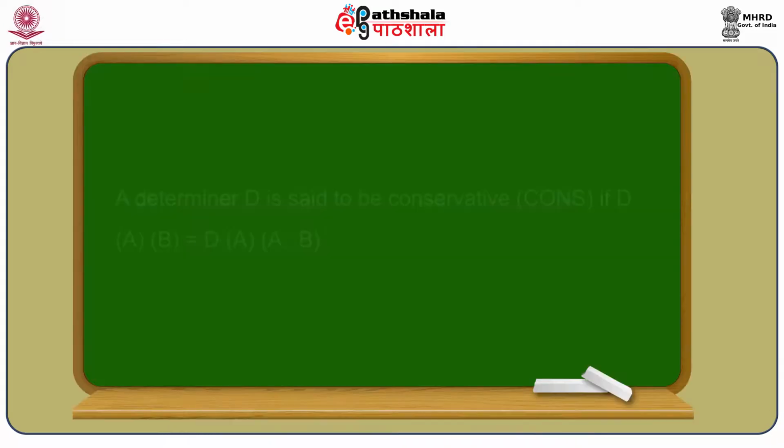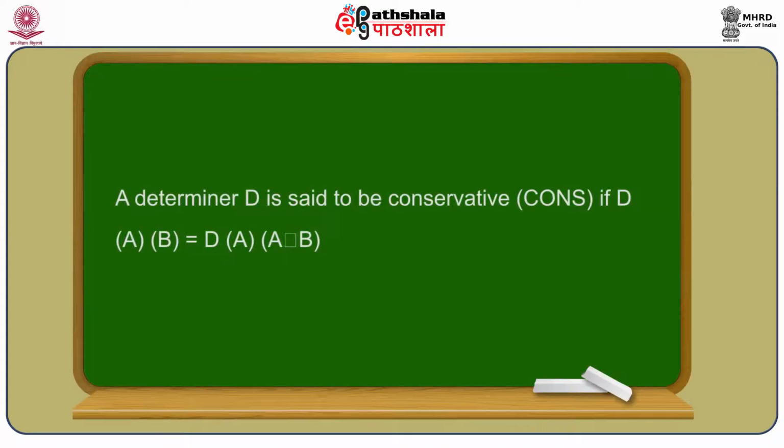So let's start looking at the first such universal. This is the constraint that we call conservativity. A determiner D is said to be conservative, is said to have the property CONS, if and only if D A's are B's is true if and only if D A's are A's that are also B's. Okay, that means D(A)(B) equals D(A)(A intersection B).